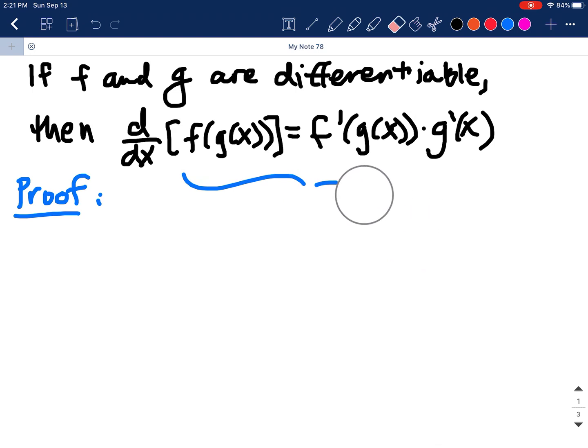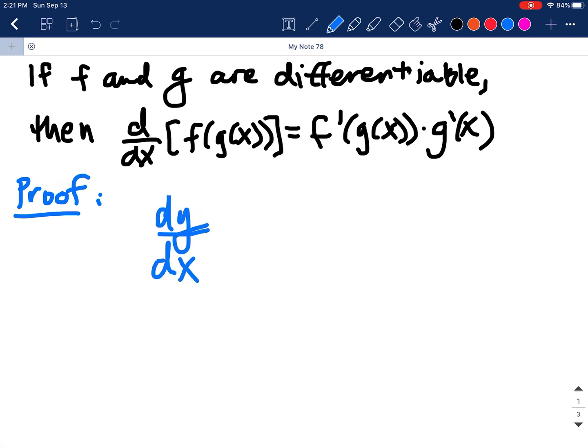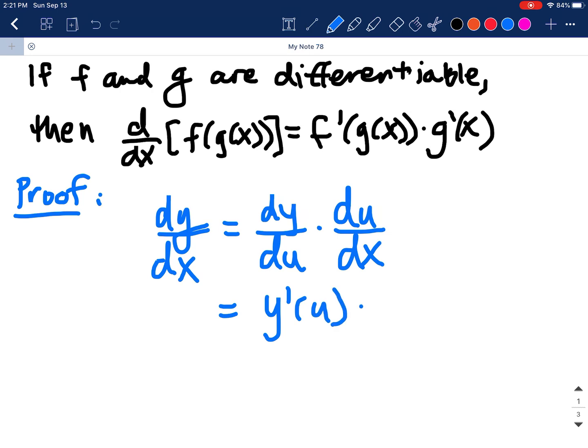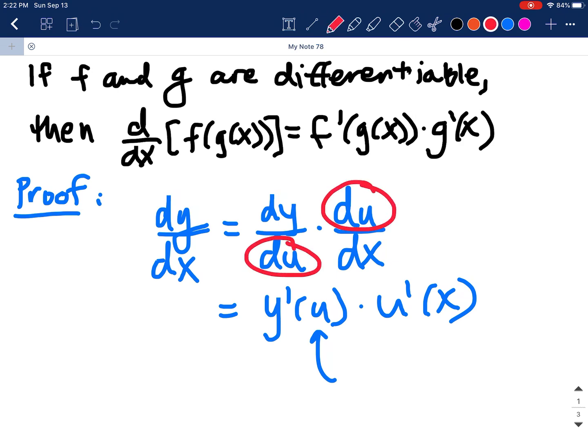So there's a couple ways we can approach a proof. A very simple proof would be to say that dy/dx is equal to dy/du times du/dx, where that's going to be y prime of u times u prime of x. And note u is just going to be some function of x, which in this case would be g. So we can kind of sneak in this du expression. Now the problem with that, of course, is the fact that du maybe equals 0. We're not sure, depending on the properties of the function, it might equal 0.